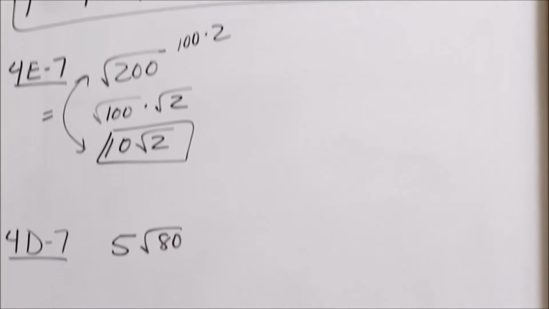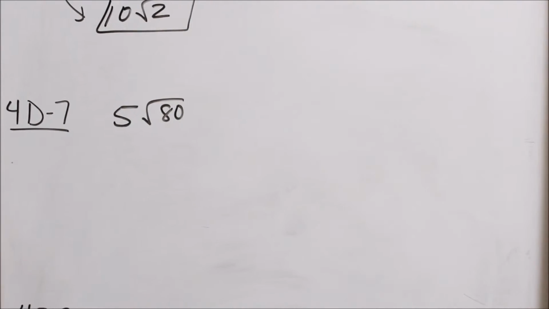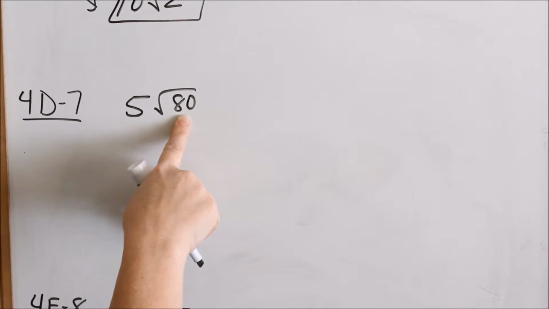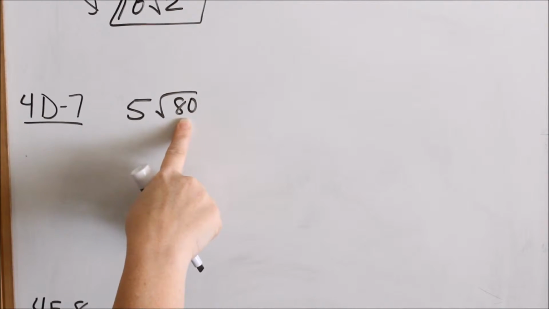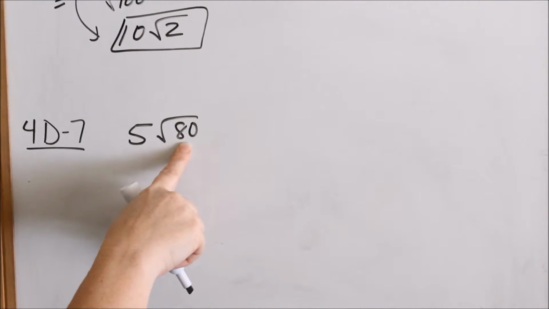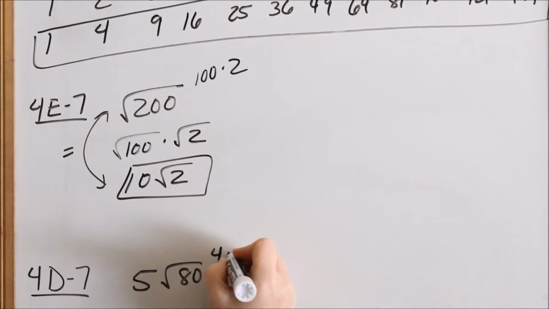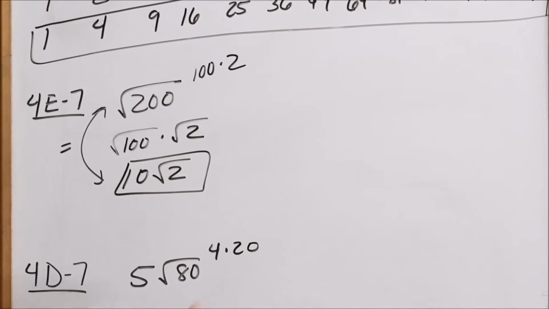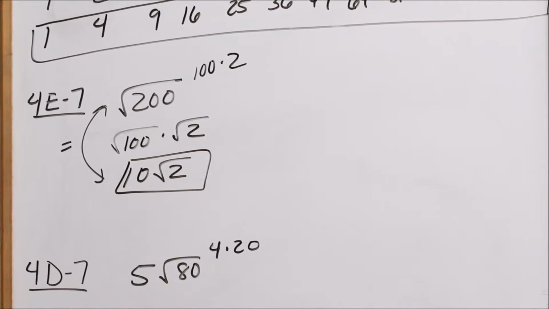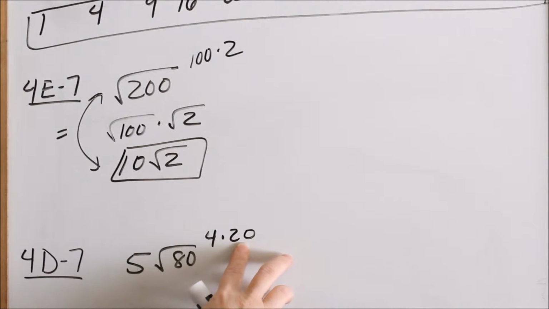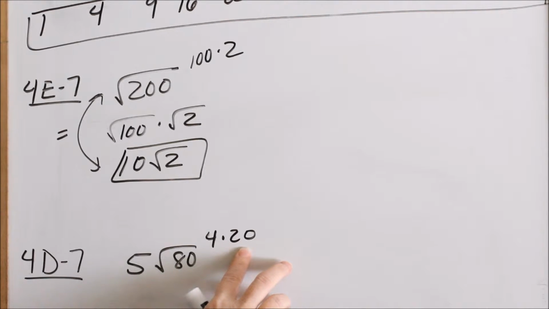Look at 4d7. 5 times square root of 80. Okay, so we want to simplify our square root of 80. We want to break it up into factors where one of them is a perfect square. Well, I do know that I can break it up into 4 times something. 4 times 20. But if I look at 20, 20 can also be broken up into 4 times 5. And I know that would have another perfect square in it. It's kind of like when you reduce a fraction, you don't reduce it all the way. You keep reducing it until you can't reduce anymore.